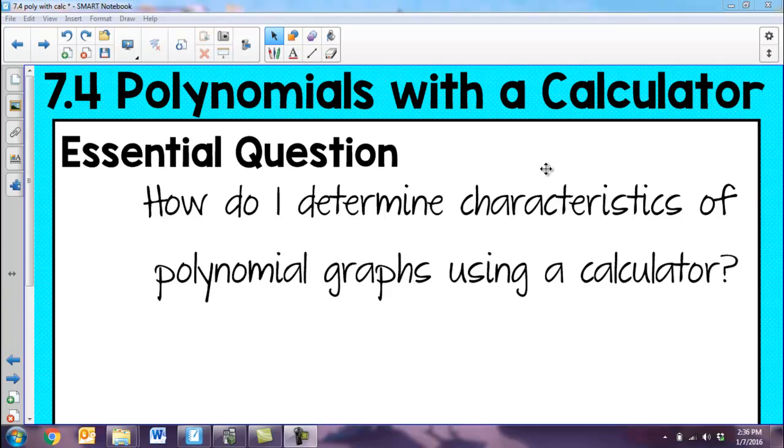Hey guys, today we are going to continue graphing polynomials, but we get to use our friend the calculator. And this is the one thing that you're going to have to know how to do with a calculator, and so after this lesson, you'll totally be prepared to do the calculator portion of the test that is next week. So, your essential question today is, how do I determine characteristics of polynomial graphs using a calculator?